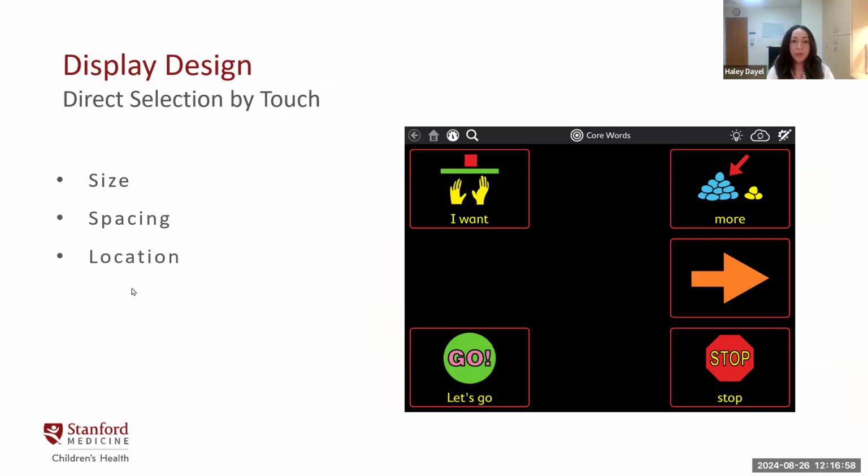Another type of modification we could make are display design modifications. These are things like adjusting the size of icons, the spacing between icons, or the location. It could also be things like how we move from one page to another in the system. Here you see an example of a design for somebody who did need to use the edges of the display to help them locate targets and also to stabilize their hands. In this case, we only have vocabulary on the outer edges. We don't have anything in the center because they didn't have access to that.